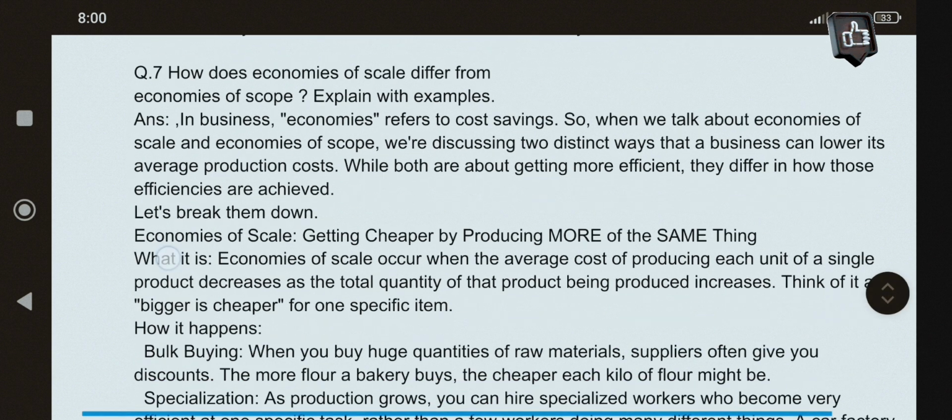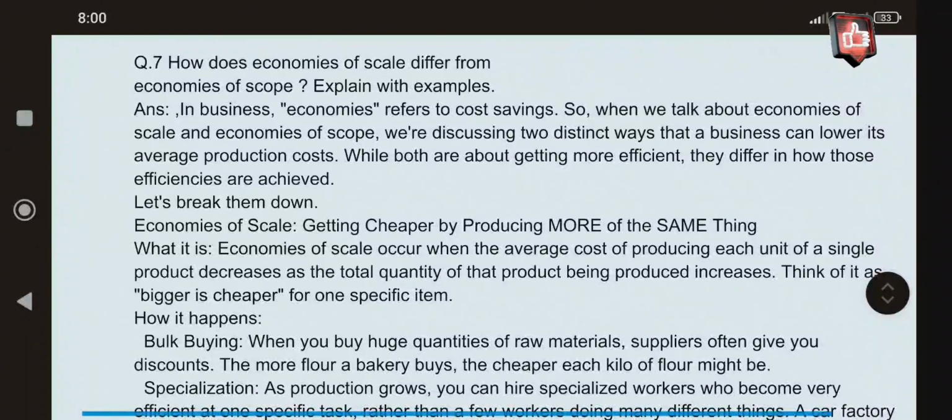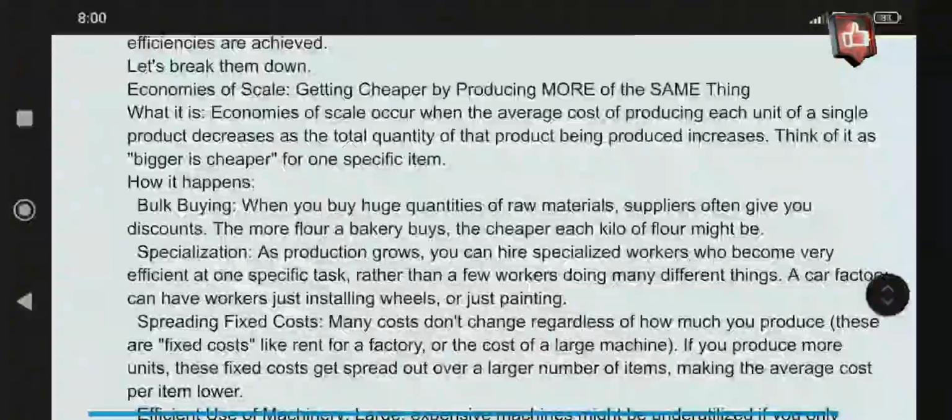Q.7 How does economies of scale differ from economies of scope? Explain with examples. ANS. In business, economies refers to cost savings. So, when we talk about economies of scale and economies of scope, we're discussing two distinct ways that a business can lower its average production costs. While both are about getting more efficient, they differ in how those efficiencies are achieved.